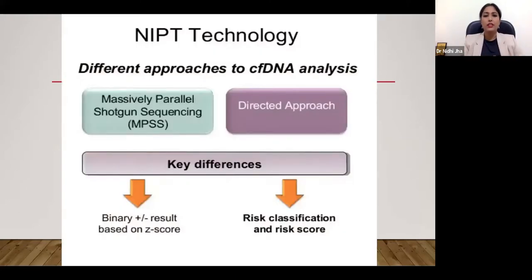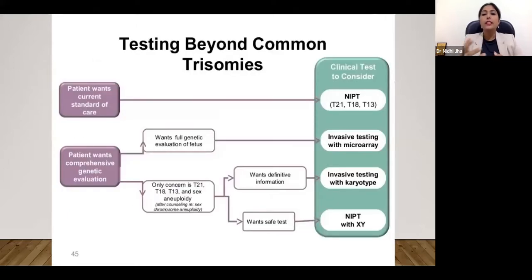Different technologies are there for NIPT: massive parallel shotgun sequencing or a directed approach. Testing, what are the reasons? Testing beyond common trisomy. When should it be done? When the patient wants the current standard of care. So for the current standard of care, if they are willing, you can advise them NIPT.